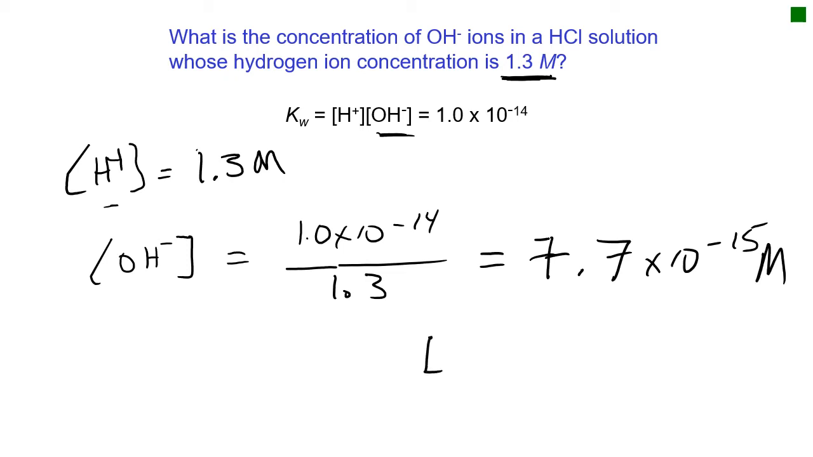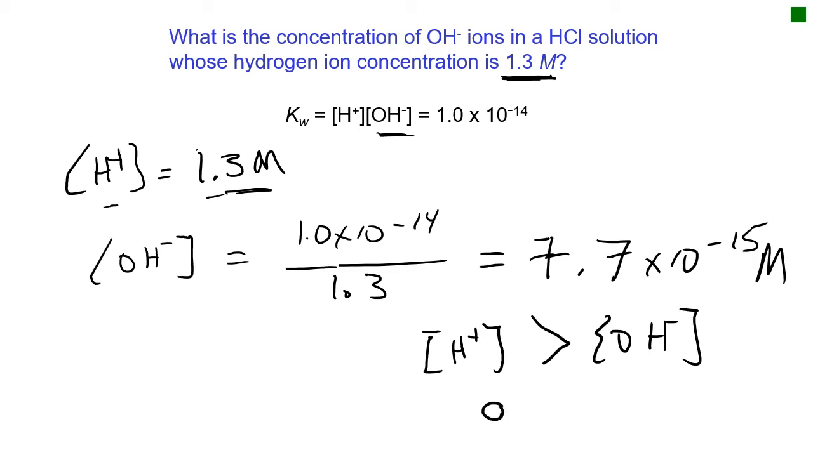Please note the concentration of H plus is greater than the concentration of the OH minus. 1.3 is certainly greater than a value of 10 to the minus 15, and this is going to be an acidic solution.